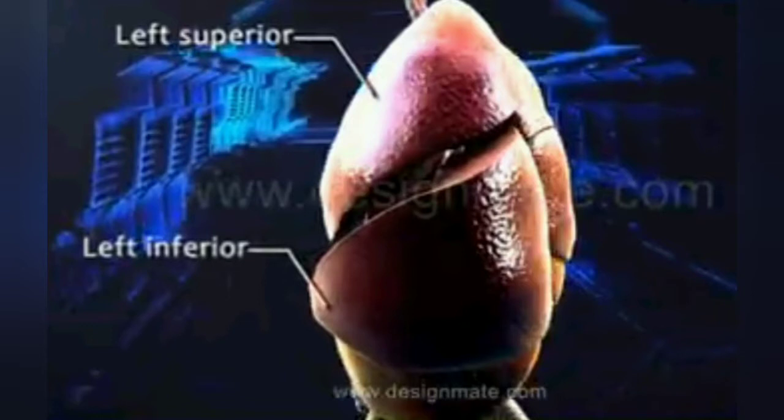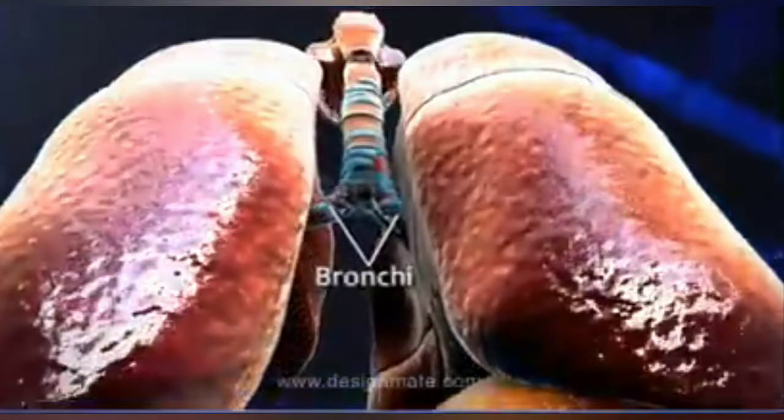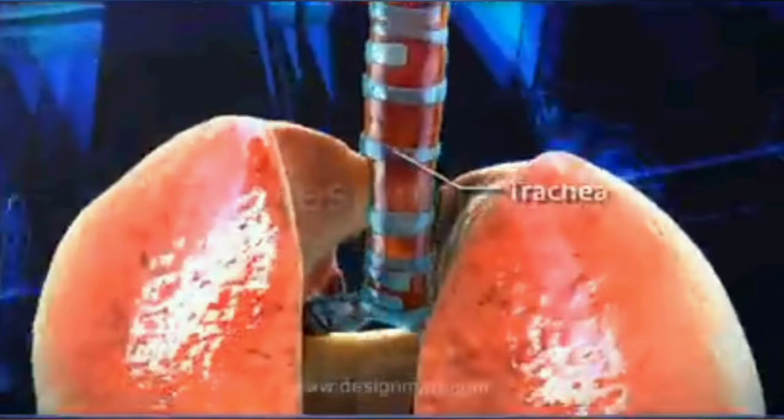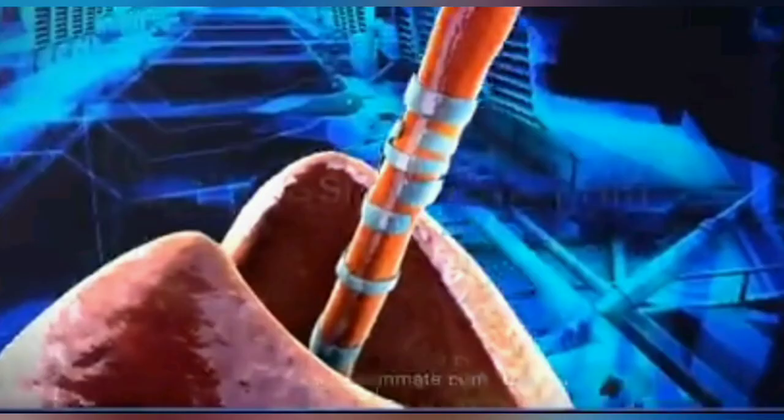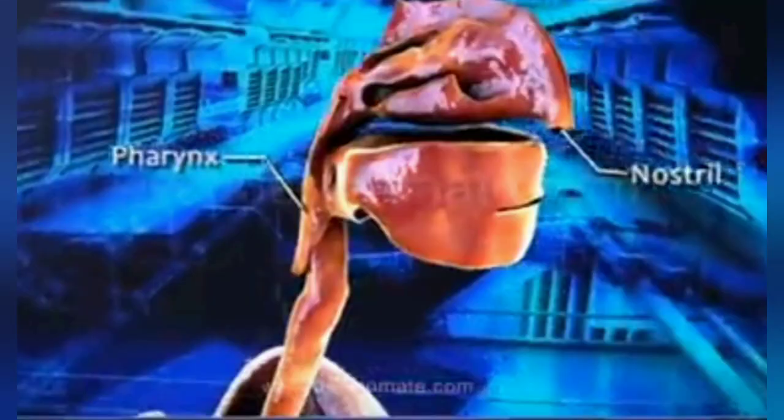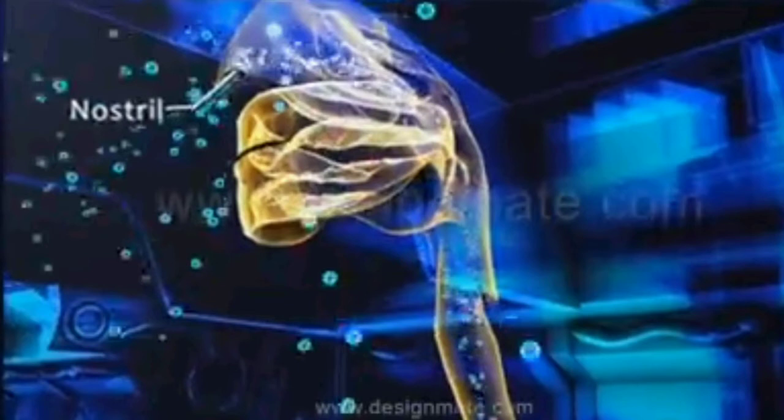Both our lungs are associated externally with small tubular bronchi which unite and extend into the trachea. The trachea has incomplete C-shaped rings of cartilage which prevent the tracheal wall from collapsing. The trachea leads into the pharynx which is connected to the nostril.